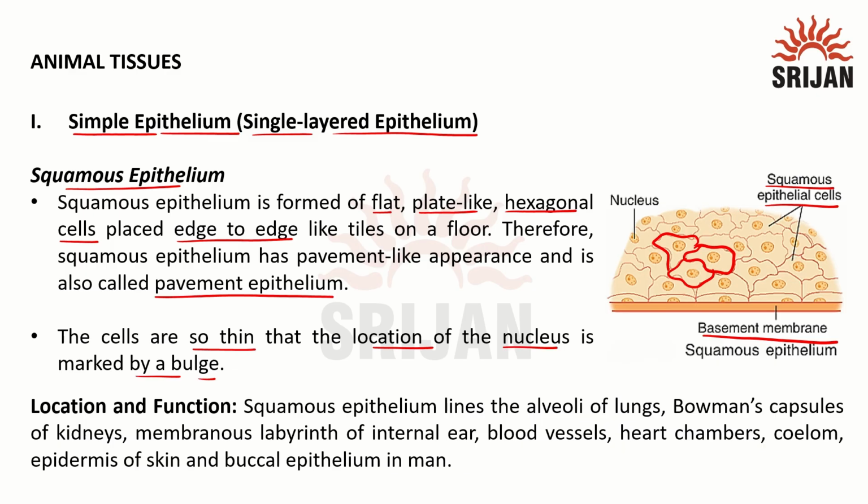So, the cells are so thin that the location of the nucleus is marked by the bulge. So, if you see from the side view, this will be our basement and thin cell. So, the nucleus will have a bulge. So, wherever you see the bulge, this will be our nucleus.